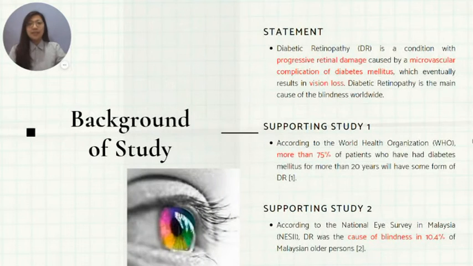Diabetic retinopathy is a condition with a progressive retinal damage caused by a microvascular complication of diabetes mellitus, which will eventually result in vision loss. Diabetic retinopathy is the main cause of blindness worldwide, and this is supported by the World Health Organization, which stated that more than 75% of the patients who had diabetes mellitus for more than 20 years will have some form of diabetic retinopathy. And also according to the National Eye Survey in Malaysia, diabetic retinopathy caused blindness in 10.4% of older Malaysians.